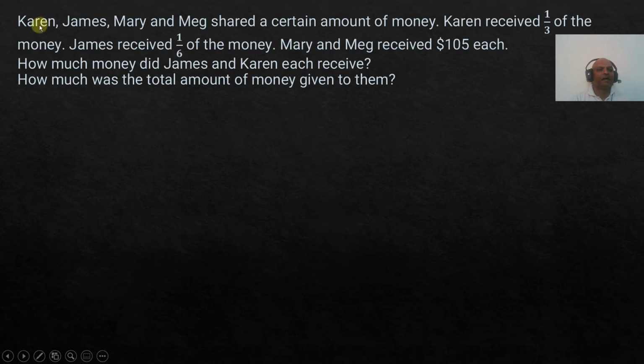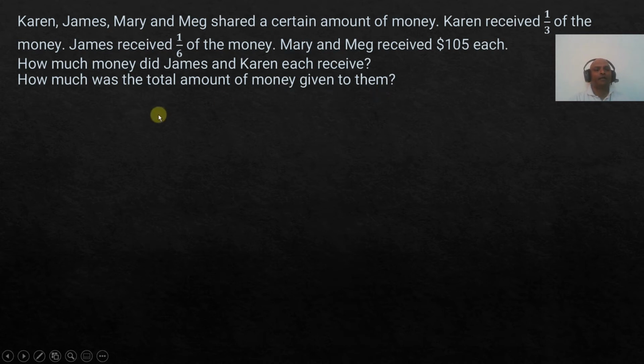So you can see here Karen, James, Mary and Meg shared a certain amount of money. We don't know how much it is. Karen received 1/3 of the money. James received 1/6 of the money. Mary and Meg received $105 each. How much money did James and Karen each receive, and how much was the total amount of money given to them?